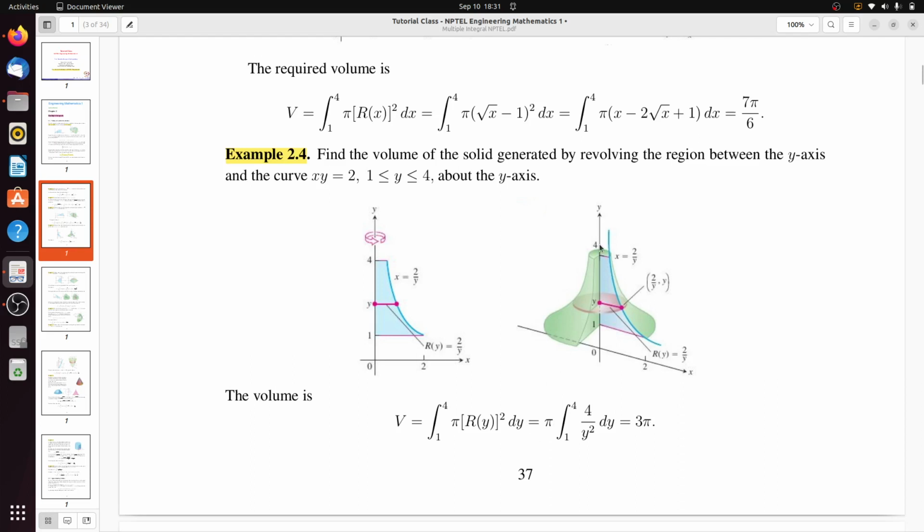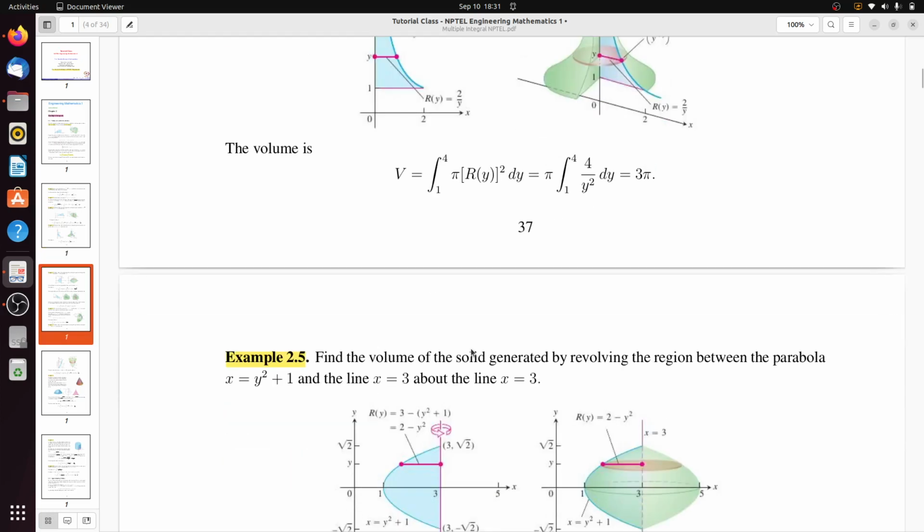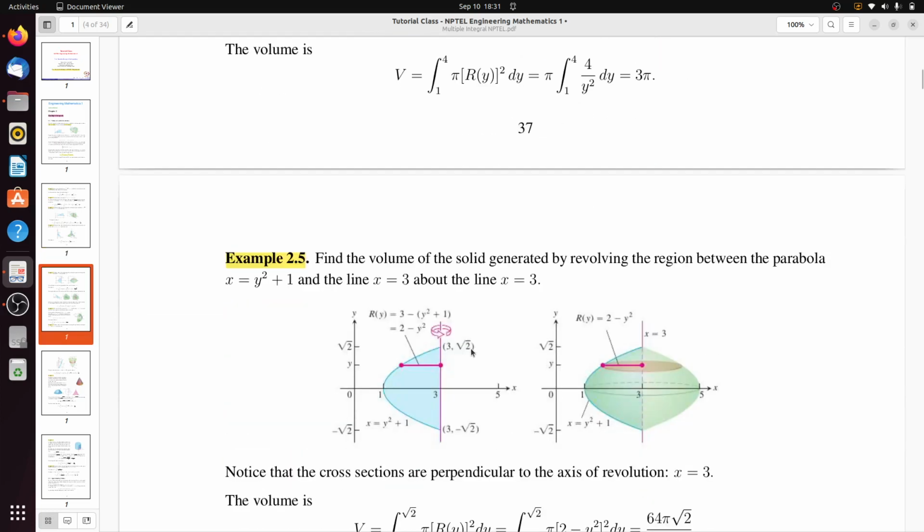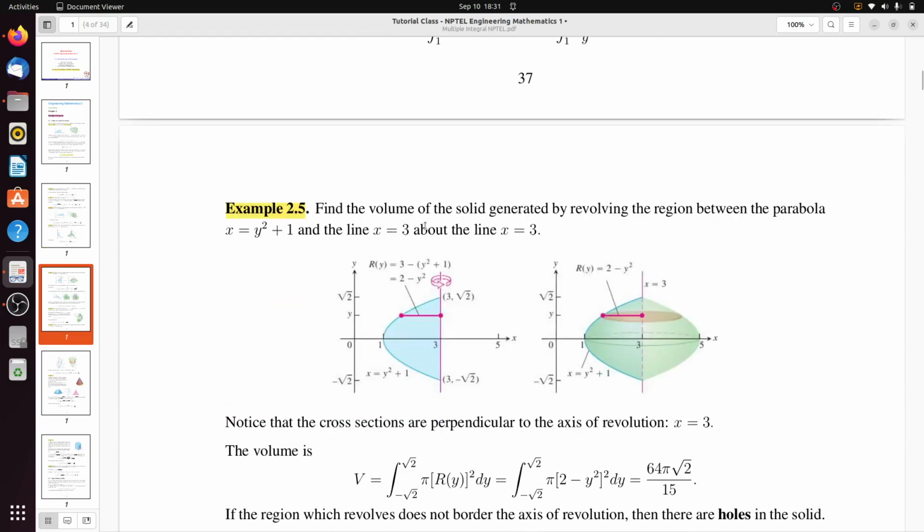So see how easily you can determine the volume inscribed by this type of complicated geometric shape. Similarly, find the volume of the solid generated by revolving the region between the parabola x equal to y square plus 1 and the line x equal to 3 about the line x equal to 3.